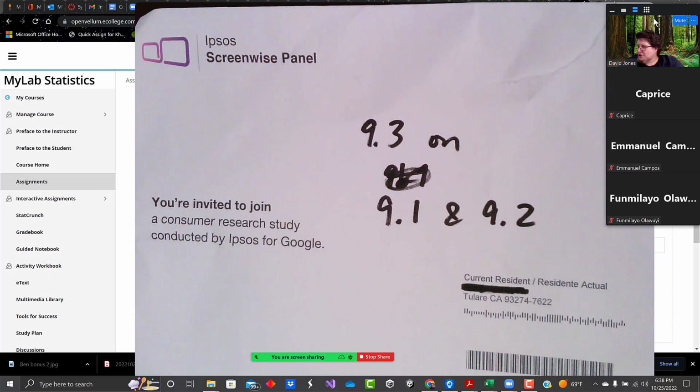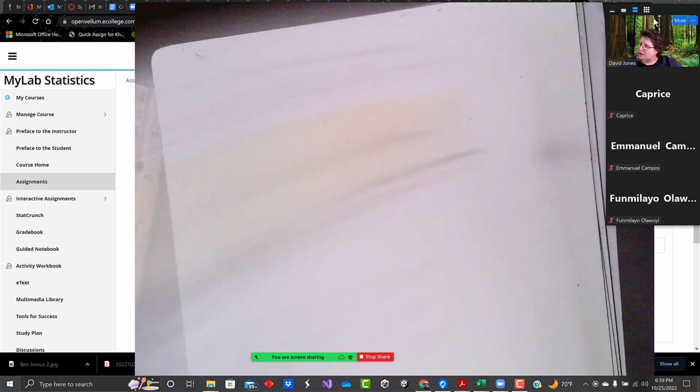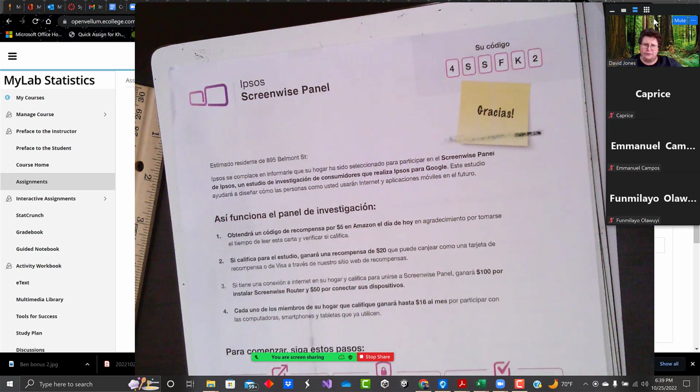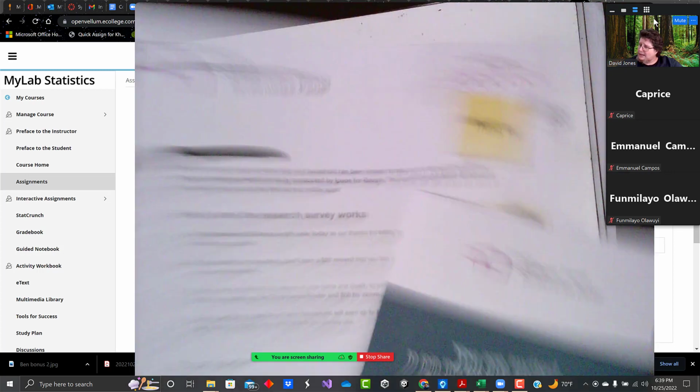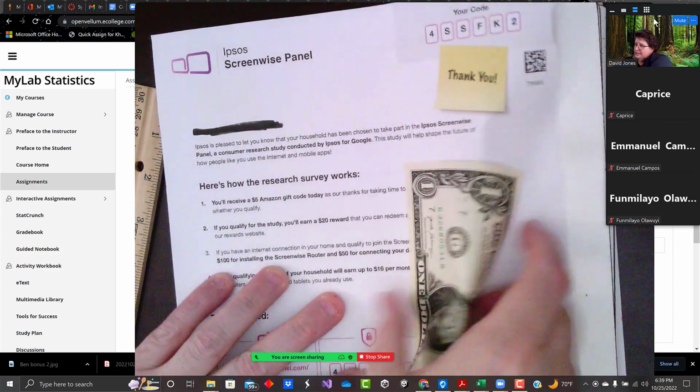Before I do that, though, I wanted to show you something that I got in the mail this week. It has my address on it. I'm in Tulare. I blacked that out. It's about a ScreenWise panel, and they want me to participate in a research study. I haven't read it yet. The first thing I saw was this side, and I can't read that. I don't know the language very well. I flipped it over and I saw this side, and I found the dollar bill. The dollar bill is taped to it.